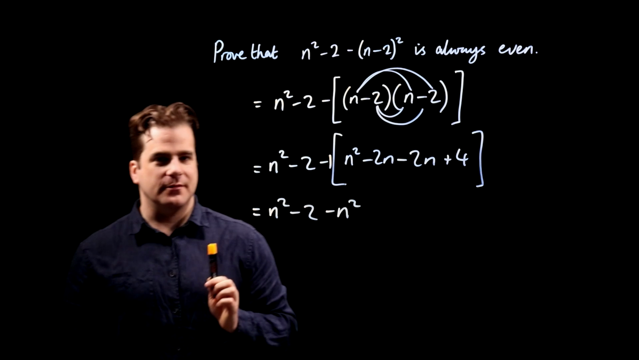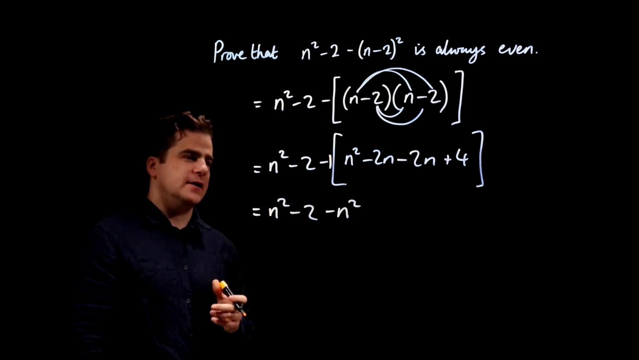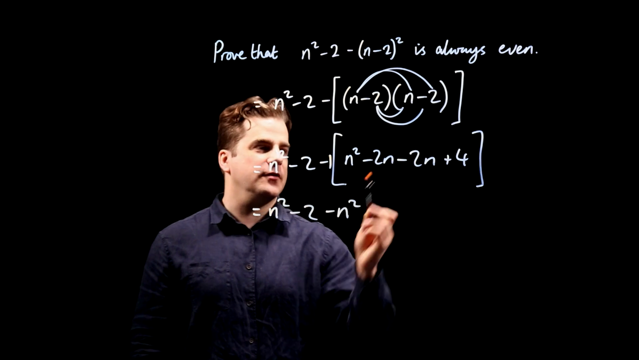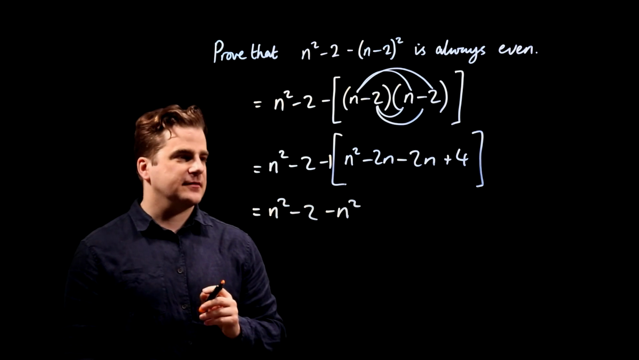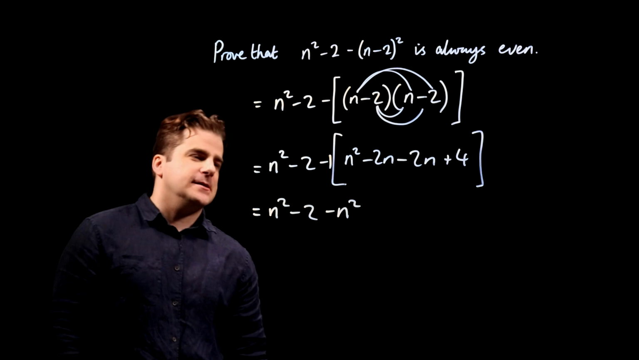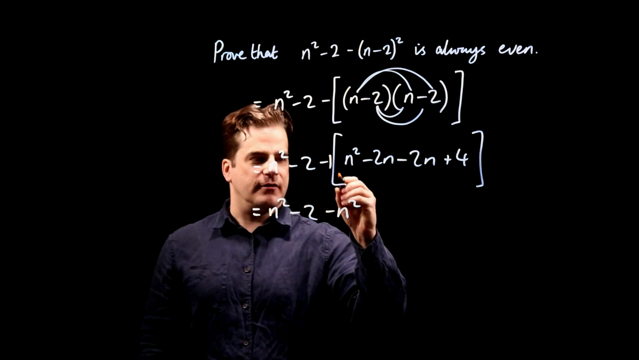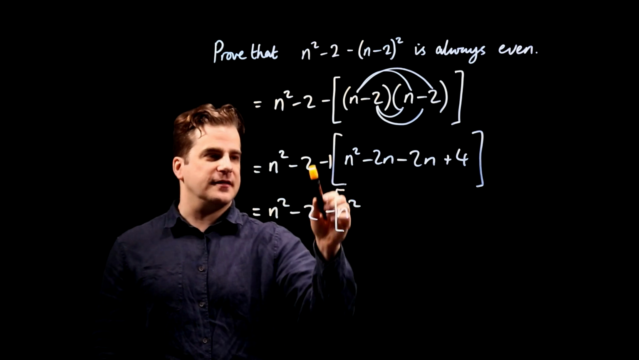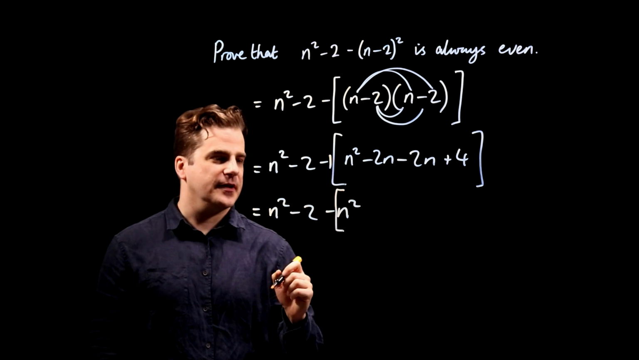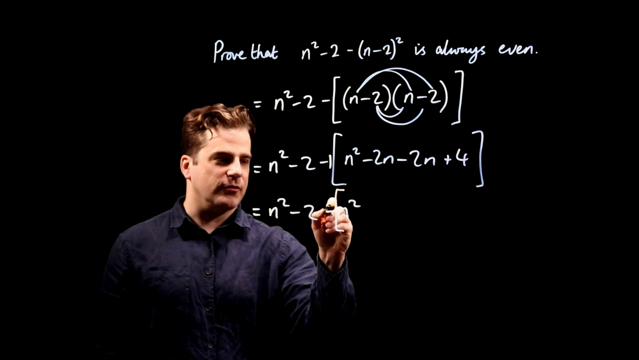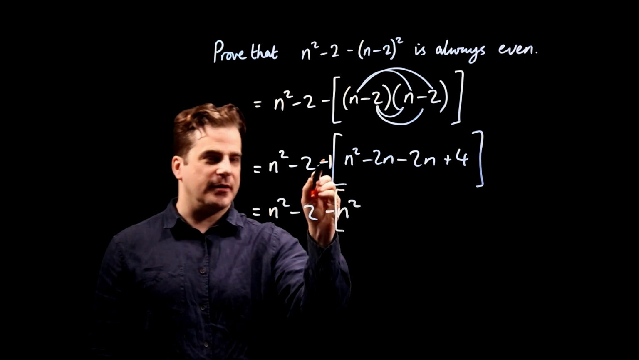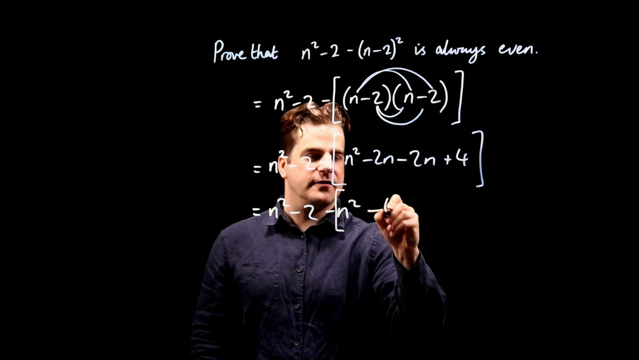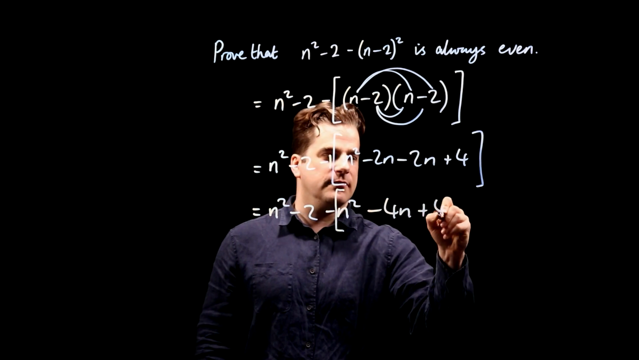I didn't combine terms first, did I? I'm not paying attention. Okay, minus 2n is, oh well, I'll write out the whole thing. So I'll just leave that alone. I'm not going to bother writing the invisible 1 there, but it's still there. Okay, this becomes n squared minus 4n plus 4.